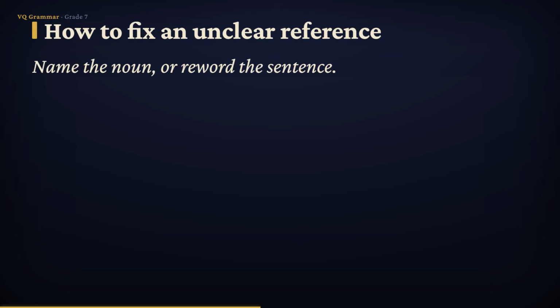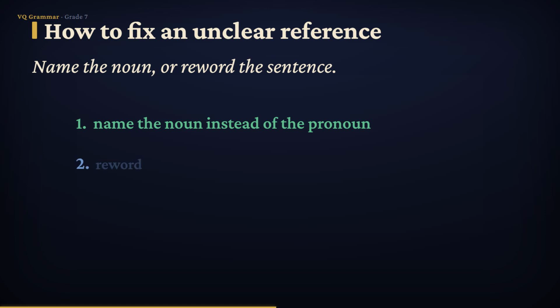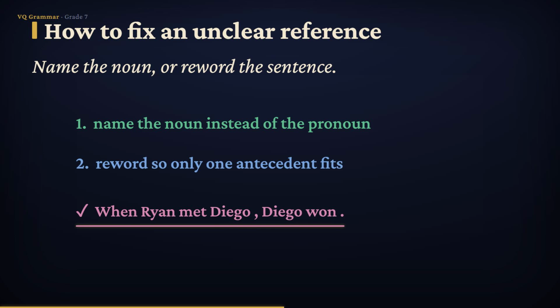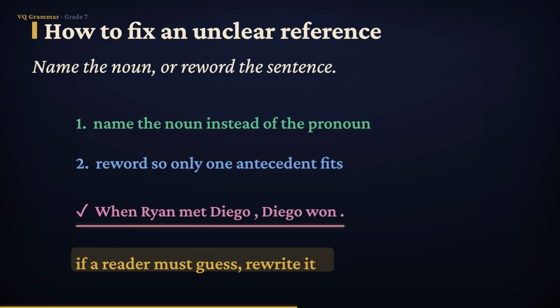So what do you do when a pronoun could point to more than one noun? You have two simple fixes. First, you can name the noun directly instead of using the pronoun. Second, you can reword the sentence so that only one antecedent makes sense. Take our unclear sentence and reword it. When Ryan met Diego, Diego won the prize. By repeating the name, we erase every doubt. Whenever a reader would have to stop and guess, that's your signal to rewrite.